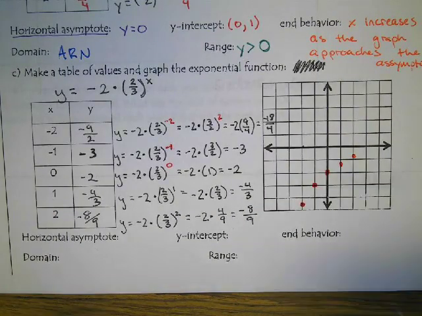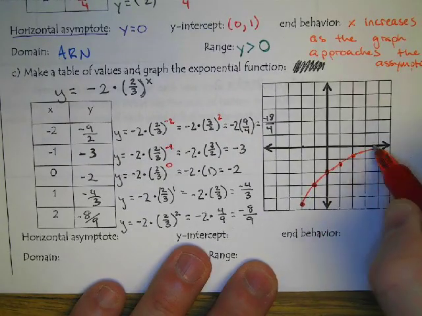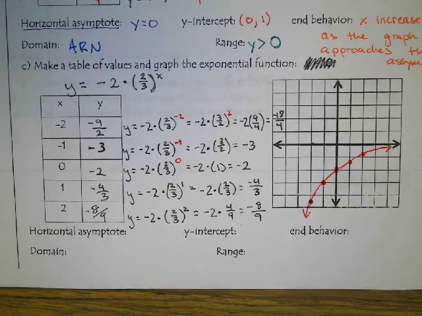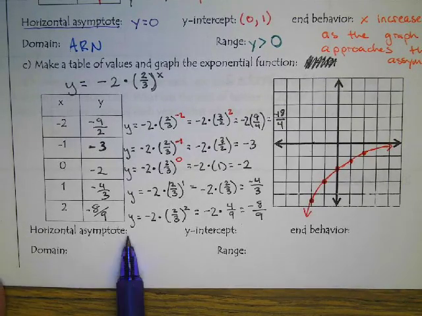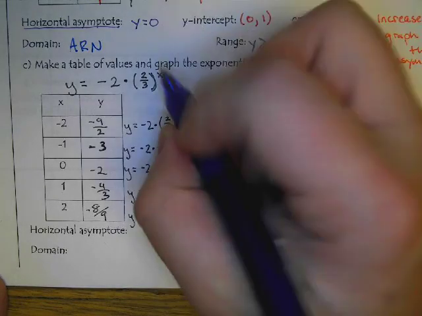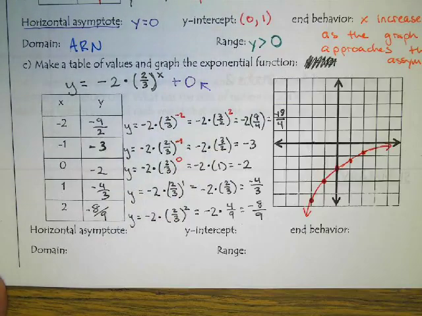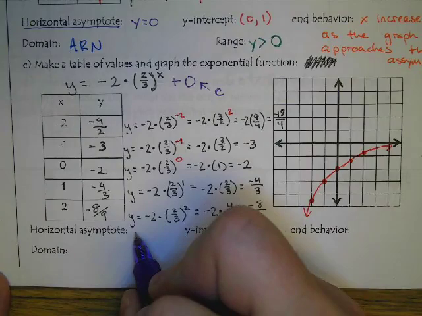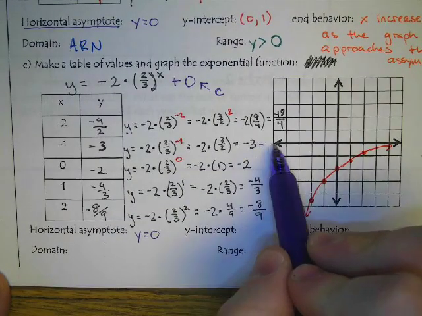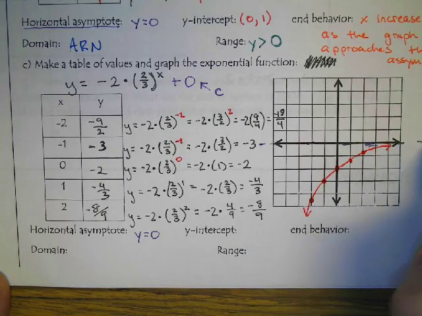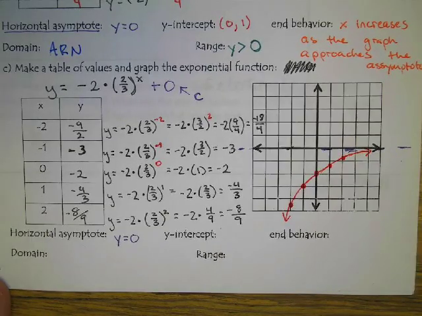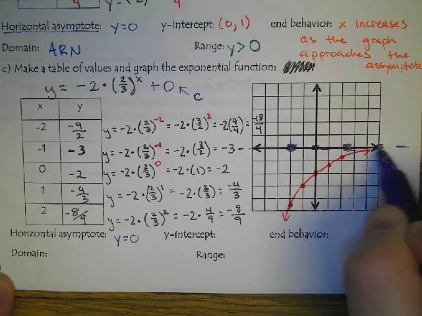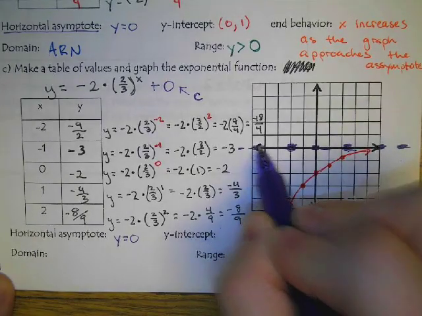Now we'll connect our dots. Let's answer these questions along the bottom. Our horizontal asymptote is found at that c value. We have no c value, so we know that there's a hidden plus 0. So there's our c value. So we'll say our horizontal asymptote is y equals 0, and we'll graph that dashed line over our x-axis. If you need, you can scribble it real big so you can make sure you see that it's a dashed line right there. I'm trying to emphasize it when it's over the x-axis.